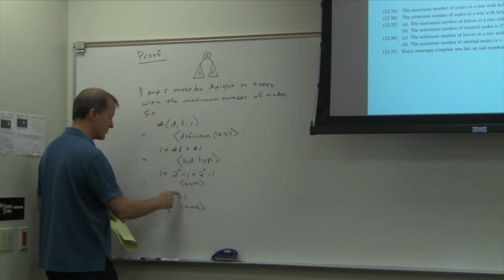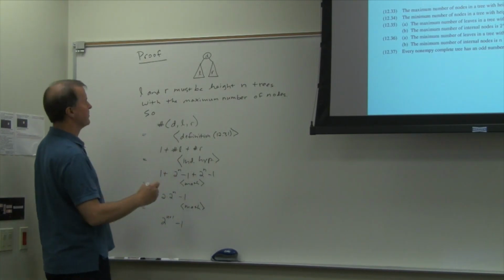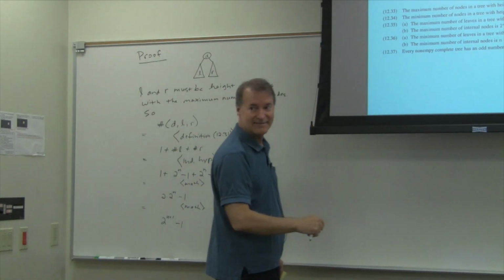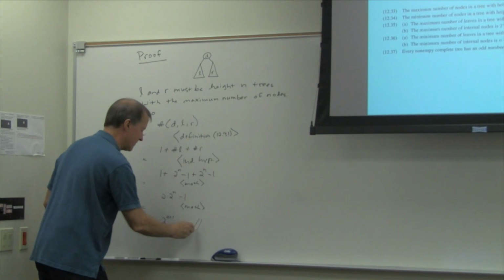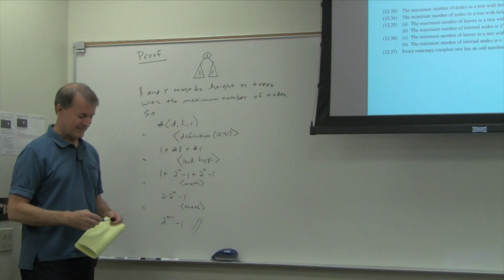So this equals, by some more math, what's 2 times 2 to the n? 2 to the n plus 1. So this is 2 to the n plus 1, minus 1. And isn't that what we were trying to prove over here? Yep. Boom. Are we good?